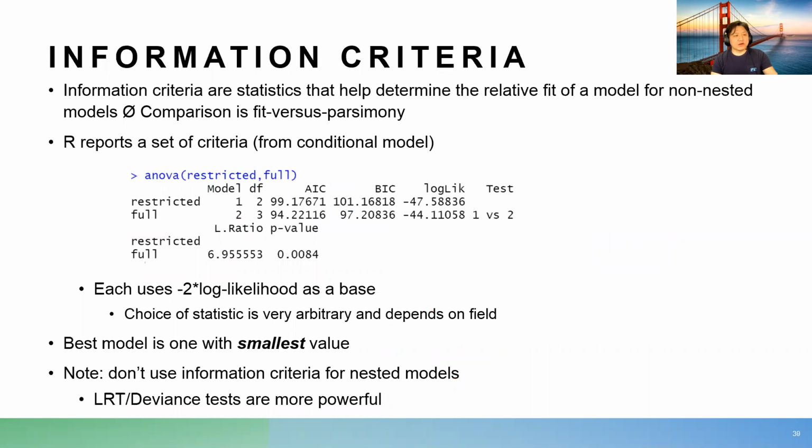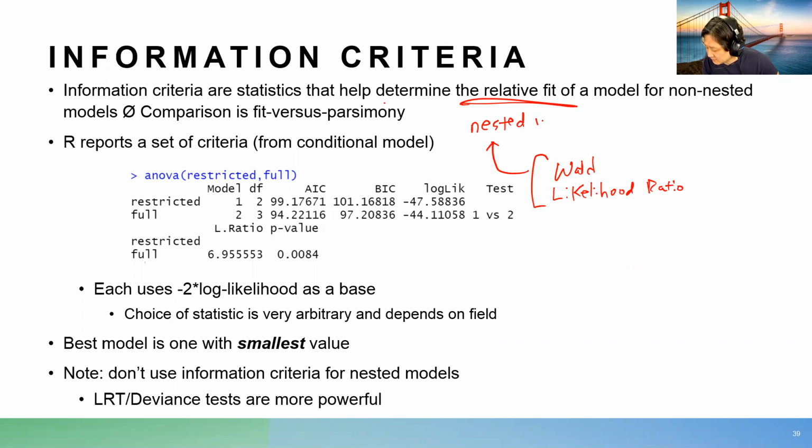And now information criteria. Information criteria are another statistic to determine the relative fit of your model. Okay, but the Wald test and the likelihood ratio test are used for the comparison of nested models. But AIC, BIC, or SABIC, and a couple more, these information criteria are used for non-nested models.